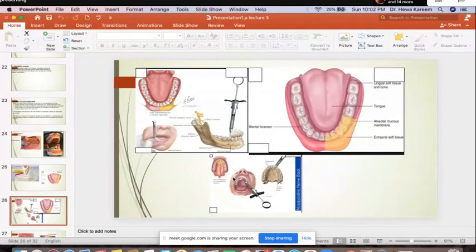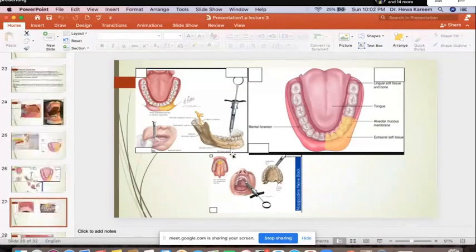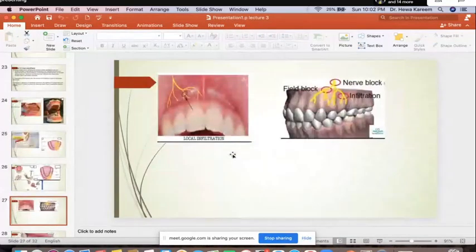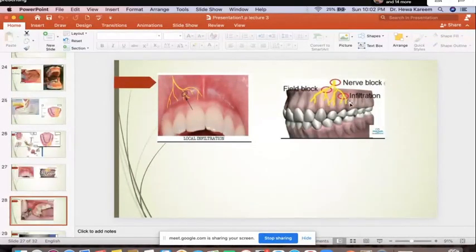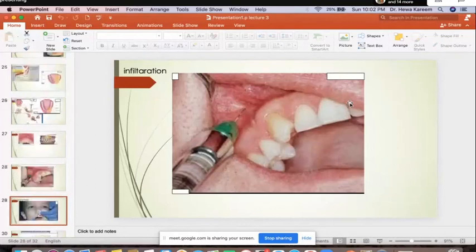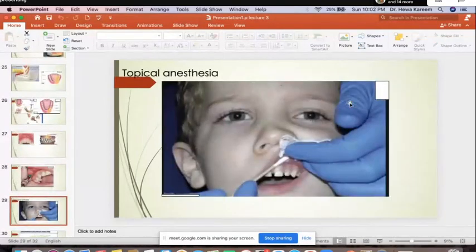In the lower jaw, we have two techniques for blocking. First, the mental block technique. Also the inferior alveolar nerve block. We have two techniques for anesthetizing the lower teeth: block and infiltration. Also topical anesthesia.